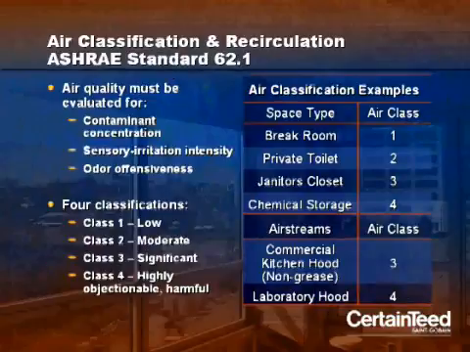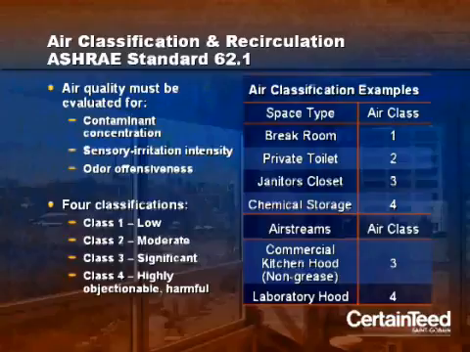ASHRAE Standard 62.1 covers air classification and recirculation. Under this standard, air quality must be evaluated for contaminant concentration, sensory irritation intensity, and odor offensiveness. There are 4 classifications, 1, 2, and 3 for low, moderate, and significant levels of contaminants, and 4 for highly objectionable or harmful air quality.